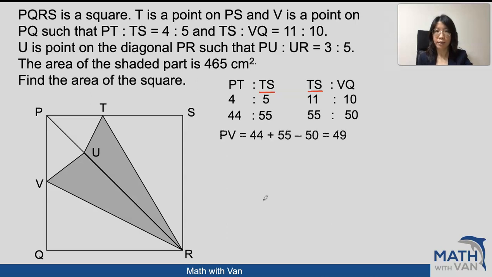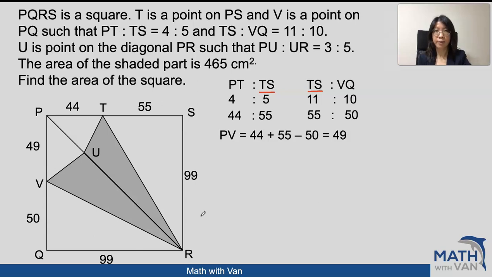And with that, I can find out what is PS, because PT plus TS will give me the side of the square. And I would have 99. Okay, so with that, let's put in all the numbers in the figure here. So the side of the square is 99 and PV is 49. So that's what is missing.